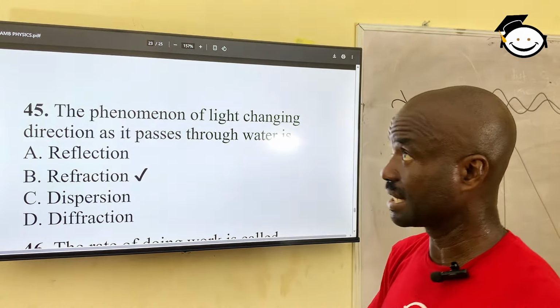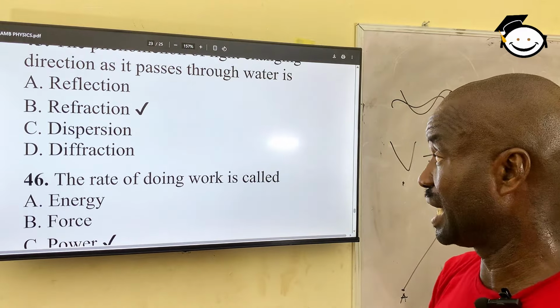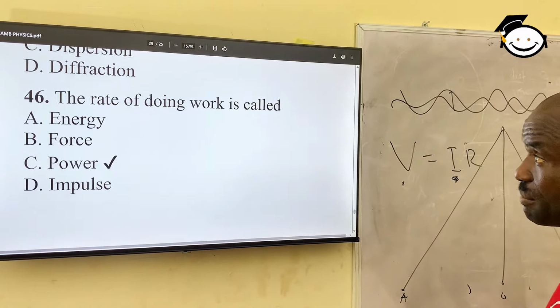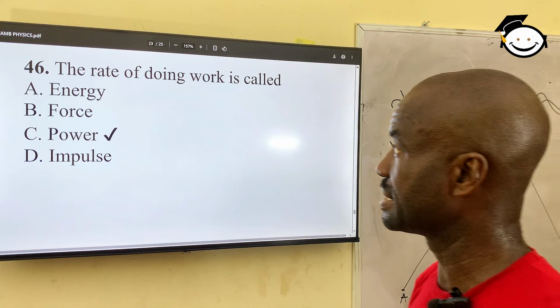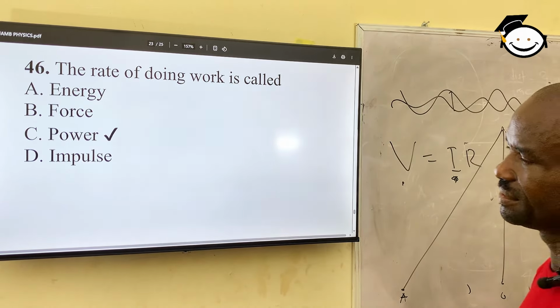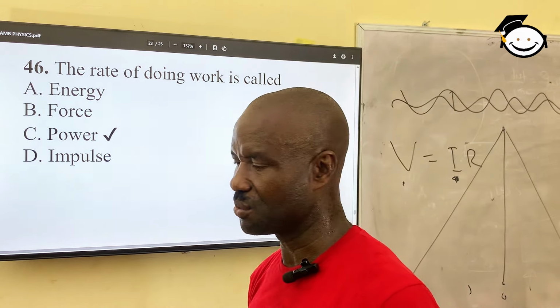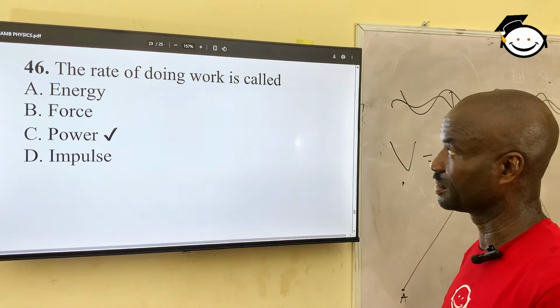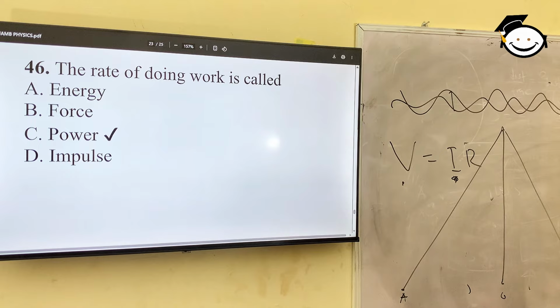Like I said, it can be from a thicker medium to a less dense medium, or from a less dense to a thicker medium. 46. The rate of doing work is called, of course, power. Power is the ability to do work, the rate at which we do work. Power.